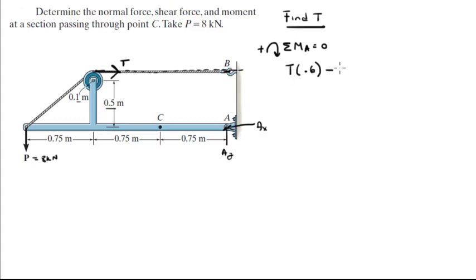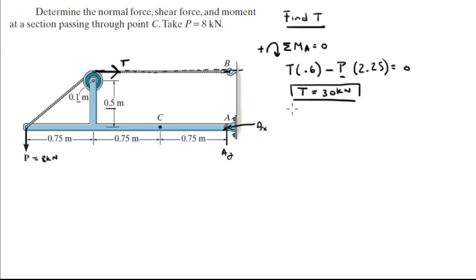minus the moment being created by P, which is P times the distance from P to A, which is 0.75 times 3, which is 2.25, right? Yeah, 2.25, and it is equal to 0. So when you solve for T, because you already have P at 8 kilonewtons, you get that T is equal to 30 kilonewtons.